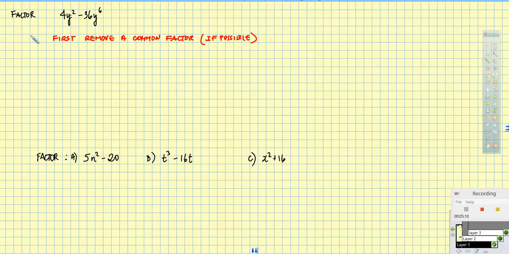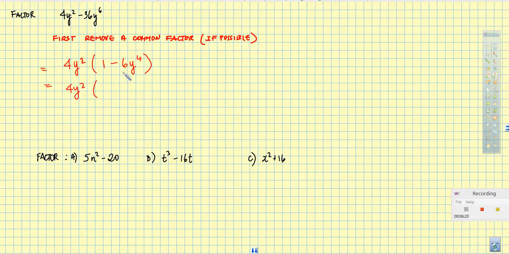So when I take a look at this, it appears that I can remove a common factor first. The common factor in this case is a 4. So if I remove a 4, what's left over? Actually, I can remove a 4y squared, and what's left over is a 1 minus 9y to the 4th. Now, 4y squared can't be simplified any further, but 1 minus 9y to the 4th can.